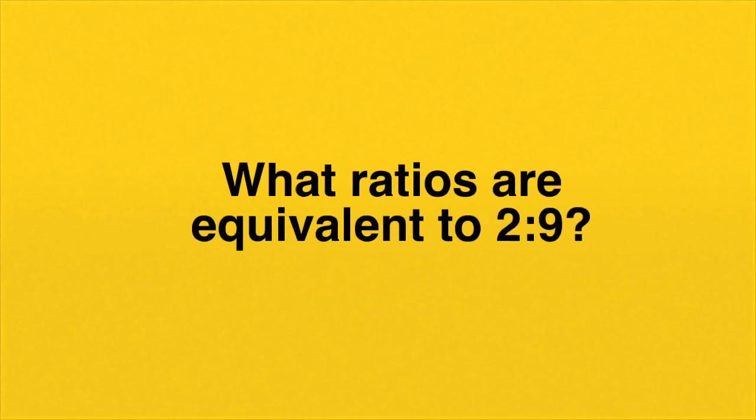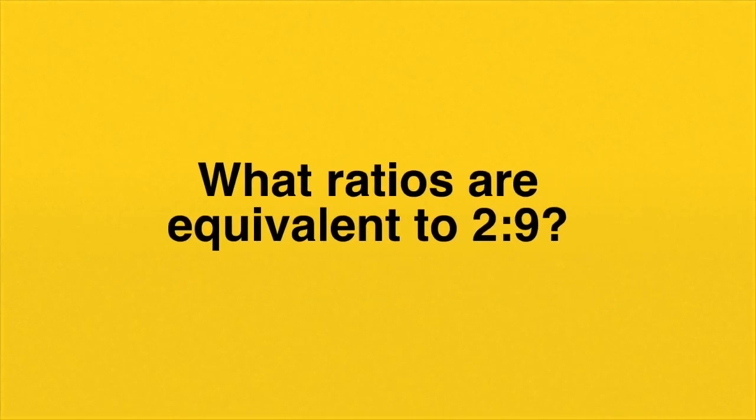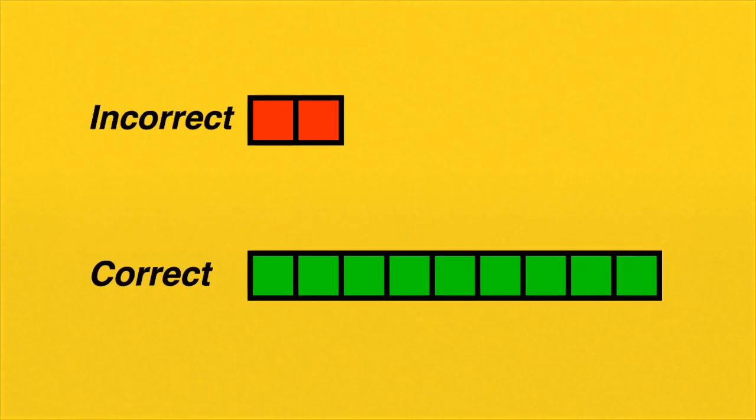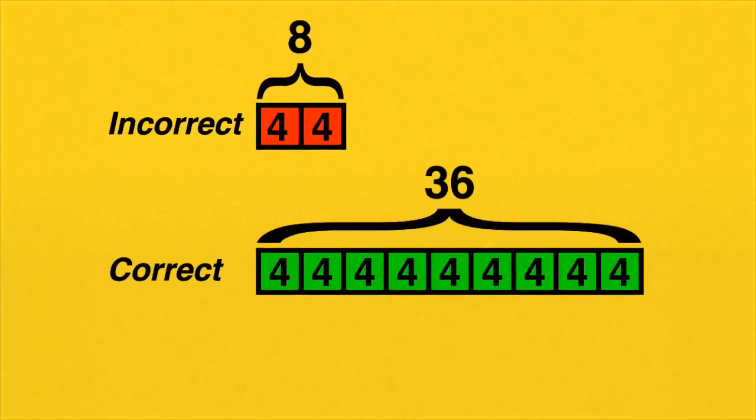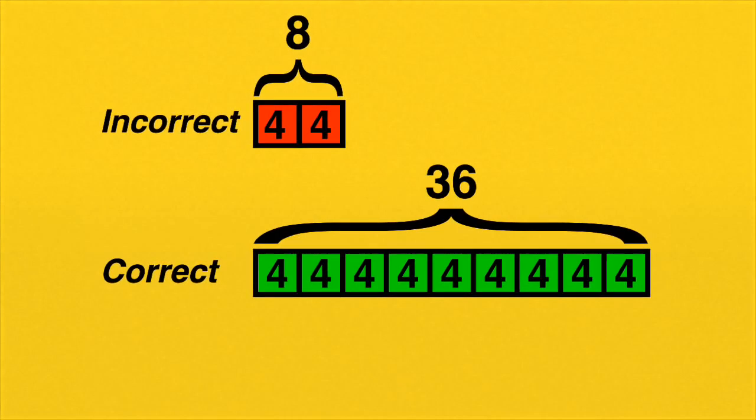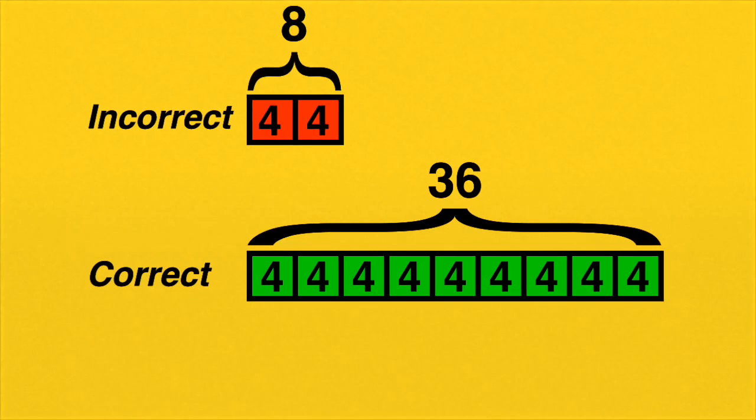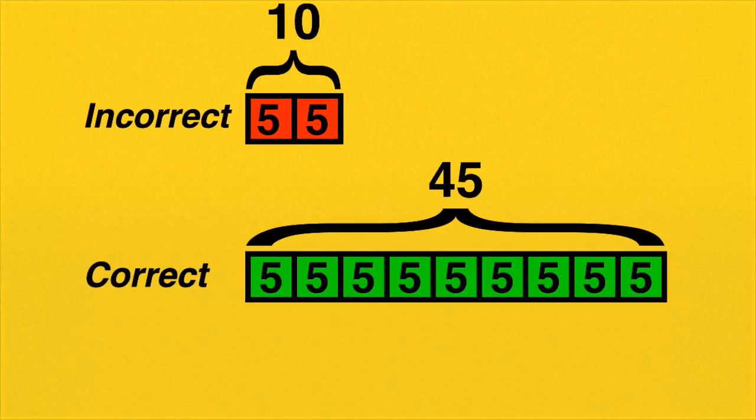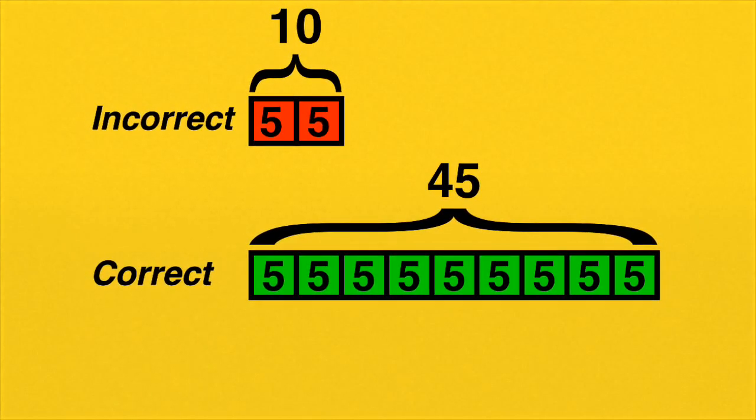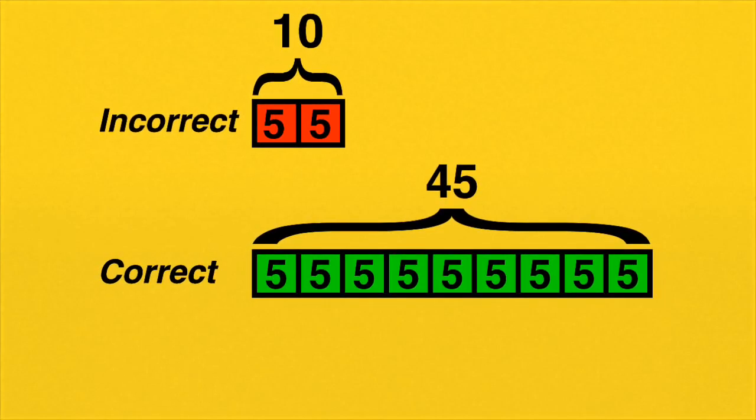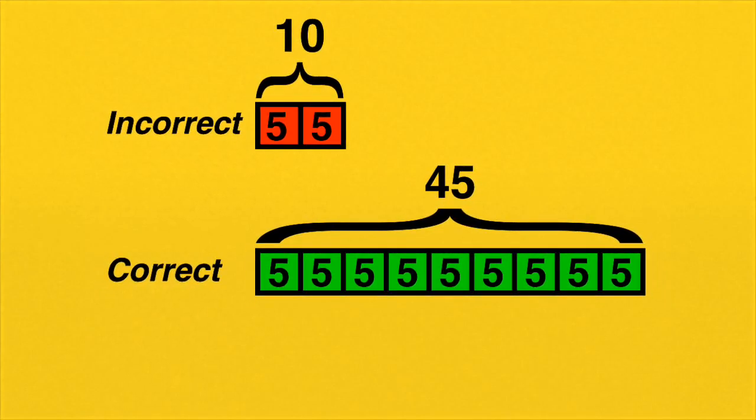Now that we've done this a couple of times, what ratios are equivalent to 2 to 9? Well, here is the ratio 2 to 9, and here again is 2 units to 9 units. But we see that it's also equal to 8 to 36. So 8 to 36 is equivalent to 2 to 9. And yet, here is also 2 units to 9 units. But this time, the totals are 10 to 45, so that must be equivalent also. Here are all 3 ratios, and now we can say that all of these ratios are equivalent. They will all fit into the same 2 units to 9 units ratio.